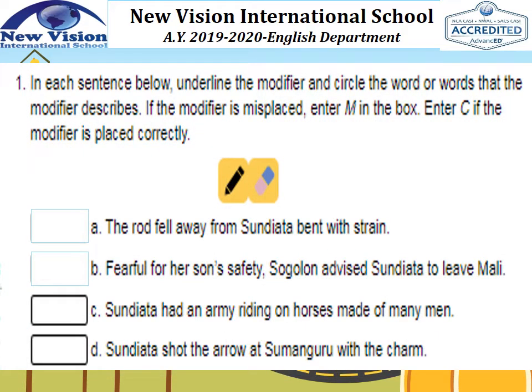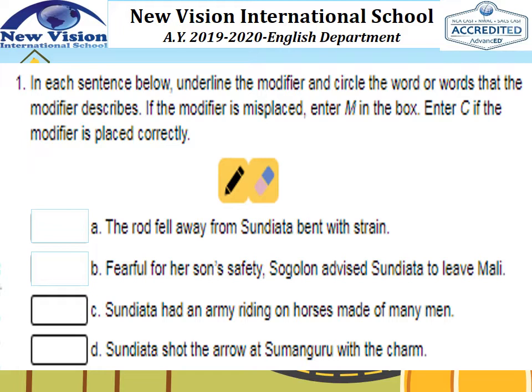Alright, students, I think you are now ready to answer our activity. In each sentence below, underline the modifier and circle the word or words that the modifier describes. If the modifier is misplaced, we have to put M on the box, and C if the modifier is placed correctly. Okay? Let's begin. For letter A, the rod fell away from Sundiata bent with strain. I repeat, the rod fell away from Sundiata bent with strain.